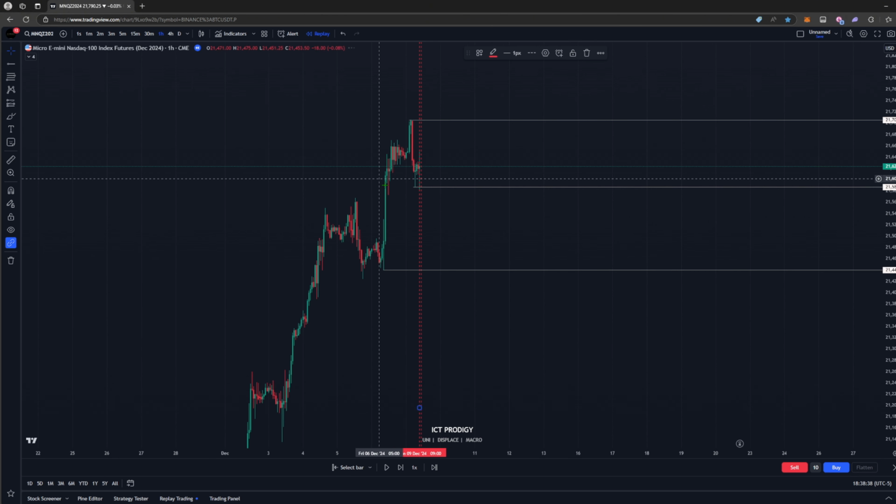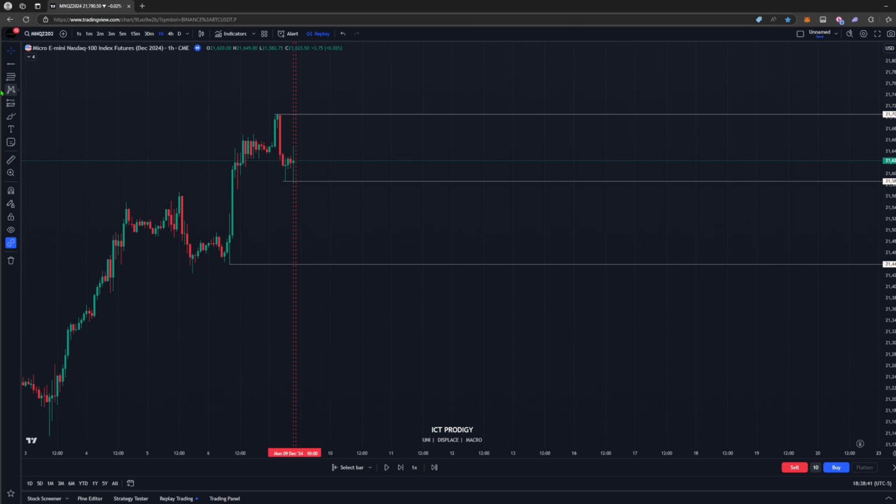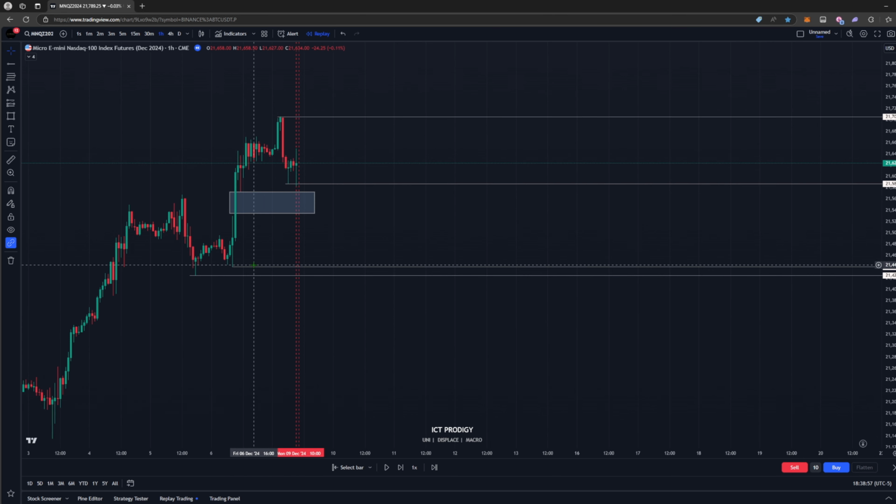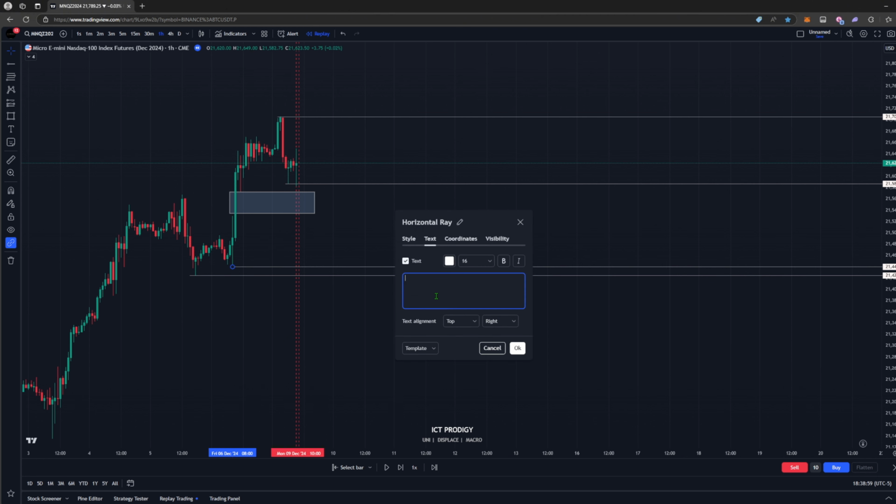Now let's go on to the 1 hour chart. Another thing that we like to pay attention to is the fair value gap inside of here. This is a 1 hour fair value gap pushing price up, so we know price is going to come back down to it at some point. So this is essentially how you want to have your charts marked out.